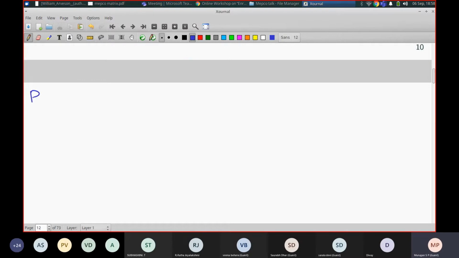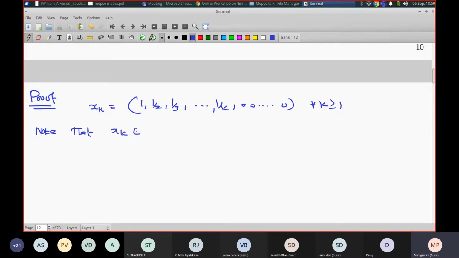Why is it not a Banach space? You will consider the sequence x_k. I will define x_k as 1, 1 by 2, 1 by 3, up to 1 by k. After that you put 0. Okay, and this is for all k greater than or equal to 1. Note that x_k belongs to c_00. Okay, it's clear, no?